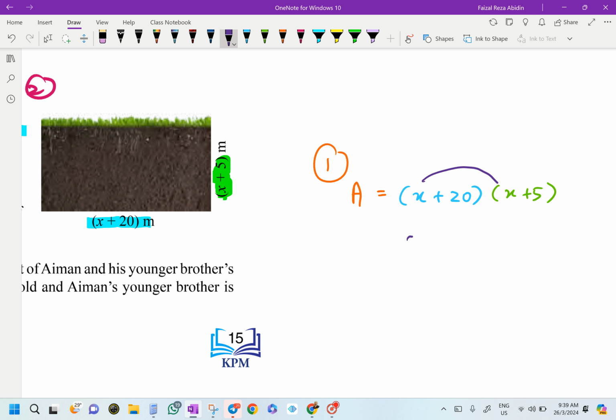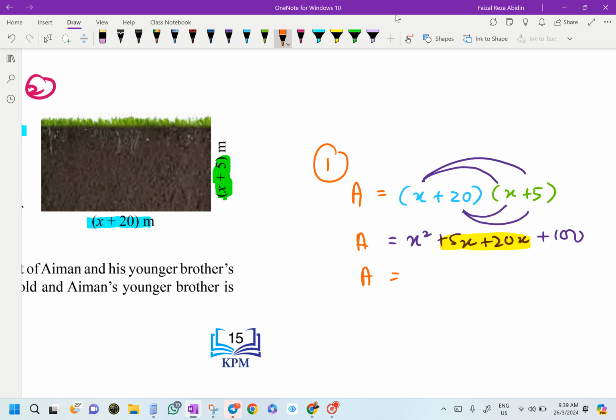Expand. x times x, x squared, x times 5, 5x. 20 times x, 20x, and also 20 times 5, you're going to get 100. So here you can have like terms, we can simplify this one. So you are going to get your area over here going to be x squared plus 25x plus 100. That's going to be for our number 1.